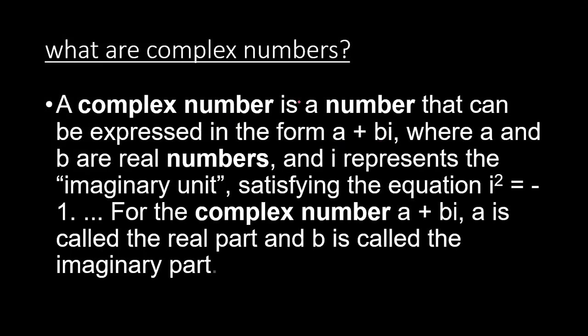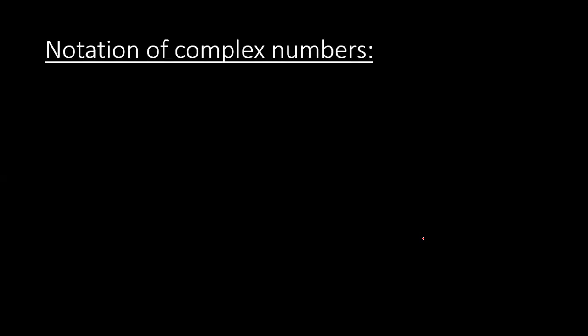Basically a complex number is a number that can be written in the form of a plus b iota. Here a and b both are real numbers and iota represents the imaginary unit. Here iota is called the imaginary number and it is equal to iota square equals -1, or we can say that iota equals the square root of -1. For any complex number a plus b iota, this a is called the real part and this b is called the imaginary part.